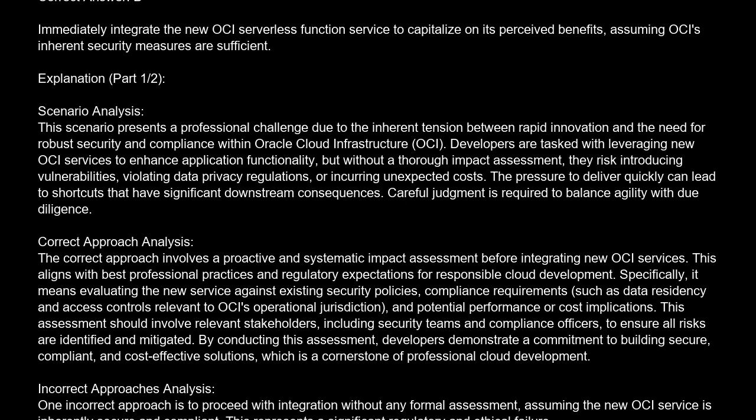This assessment should involve relevant stakeholders, including security teams and compliance officers, to ensure all risks are identified and mitigated. By conducting this assessment, developers demonstrate a commitment to building secure, compliant, and cost-effective solutions, which is a cornerstone of professional cloud development. Incorrect approaches analysis.